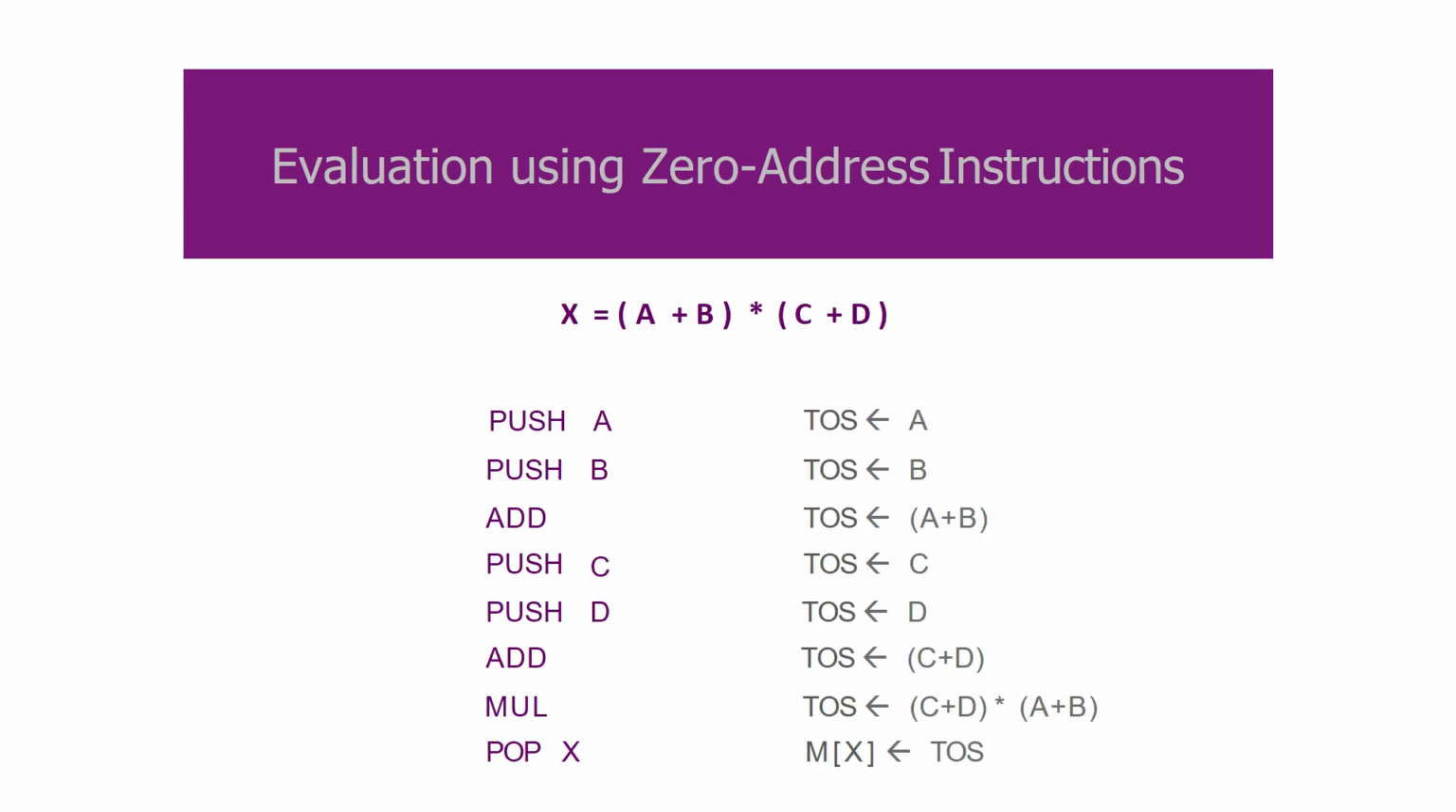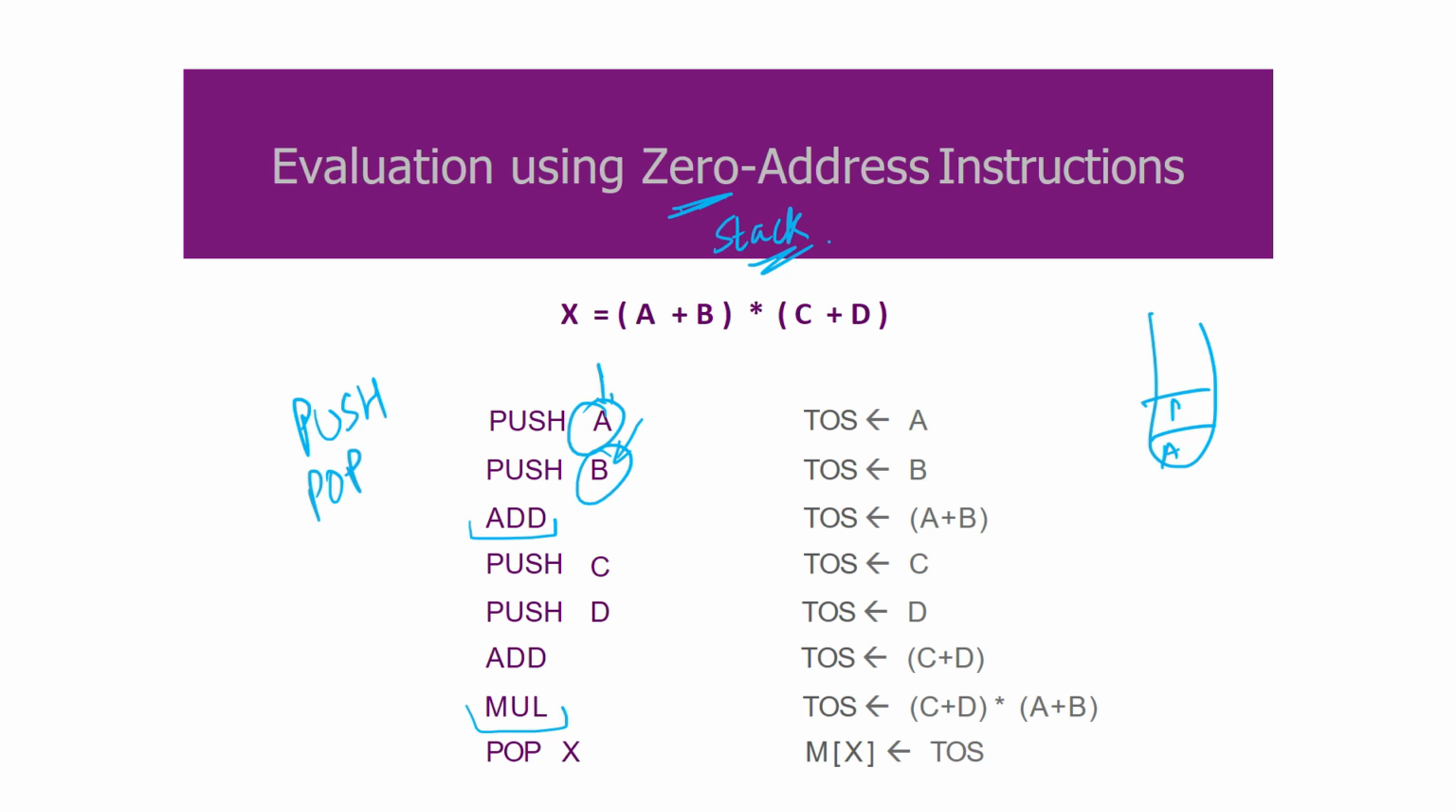Zero address instruction, we have to use stack. For zero address, it is a rule that we have to use stack only, no other ways there. Push A, push B. So one address is allowed in case of push and pop, but in case we want to do add or multiply, no address has to be given. So push A, push B. So my stack will be A and B after these two statements. Then when add happens, my stack will be having A plus B.